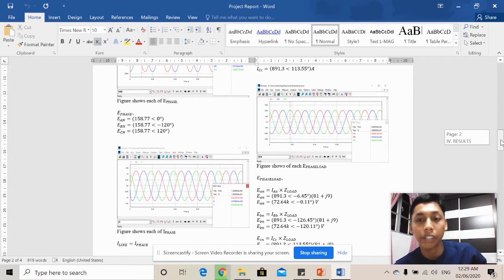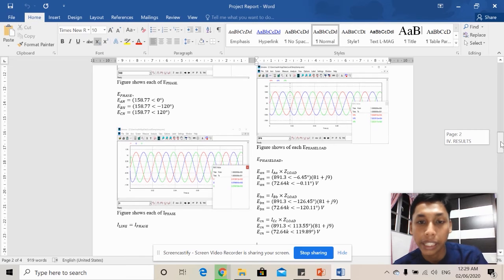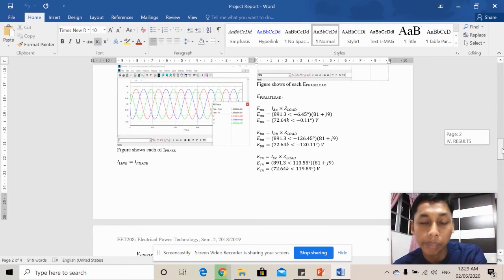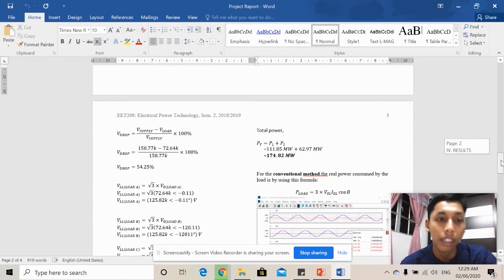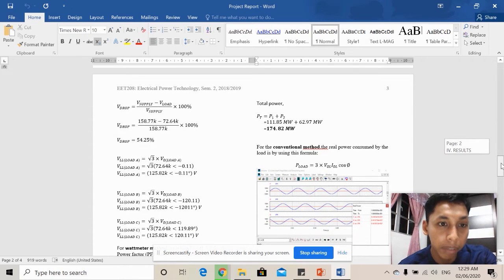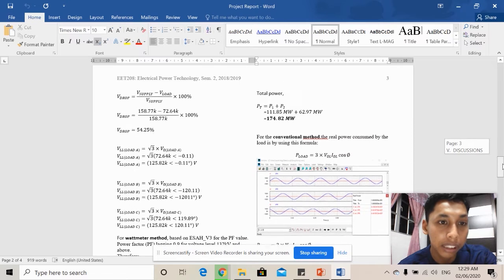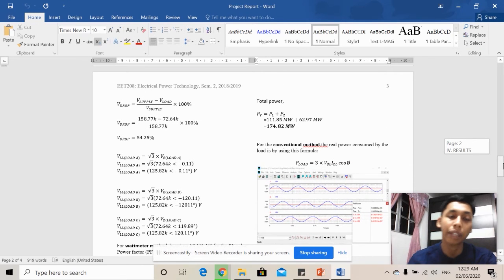Okay, then let's proceed to the next figure, which is E phase load. Here is the result that I get from the PSIM. Then below that, you can see the calculation that I have made on my own, and I use this to compare. Then we calculate the voltage drop, and we got the percentage, which is 54.25%.